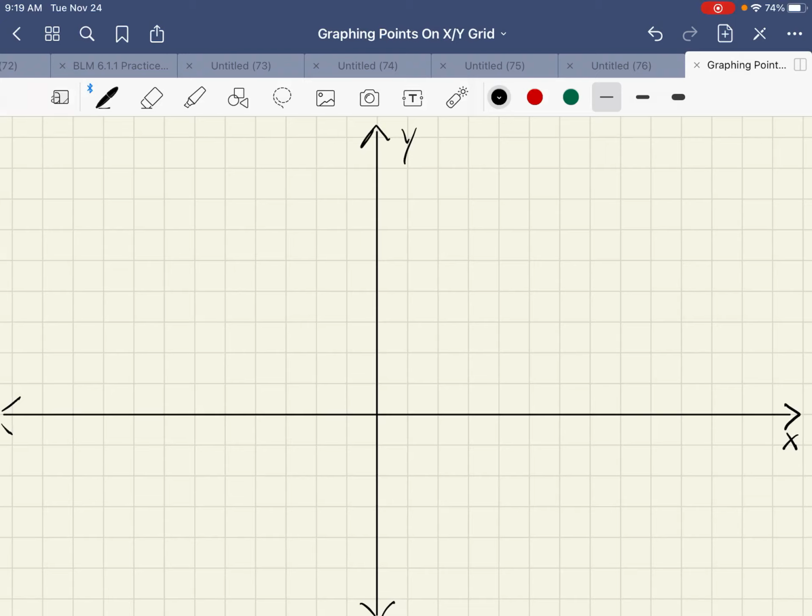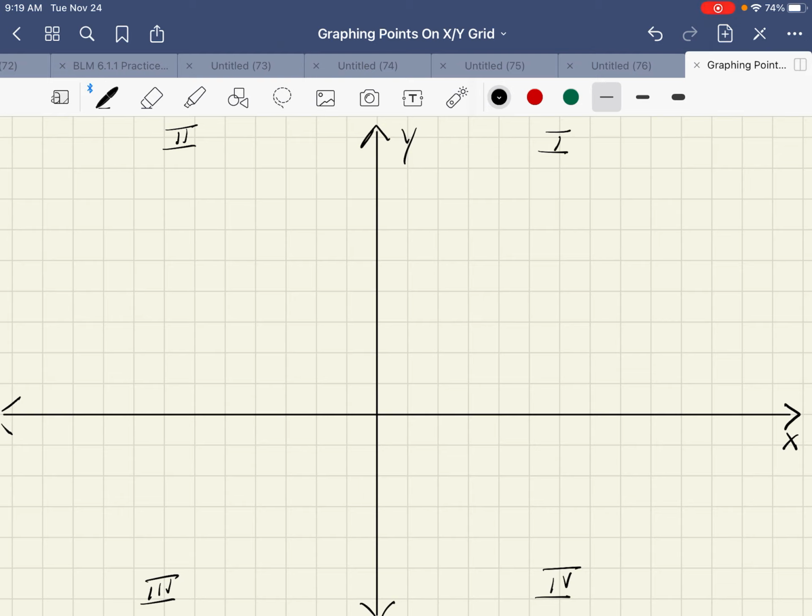Okay, I'm going to show you how to graph on the XY grid in this video. So your XY grid looks like this, and it's sectioned off into 4 sections, or what we call quadrants, and it goes counterclockwise. So we have quadrant 1, quadrant 2, quadrant 3, and then quadrant 4.